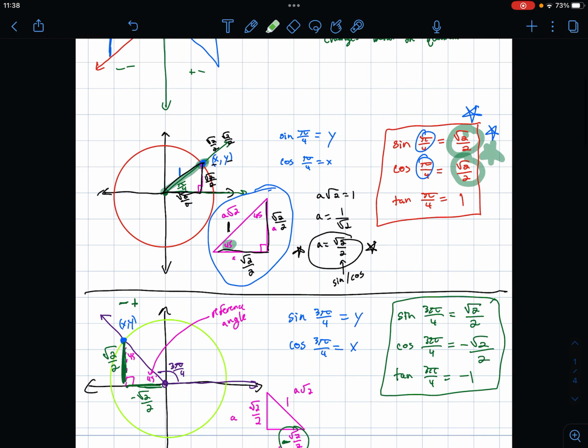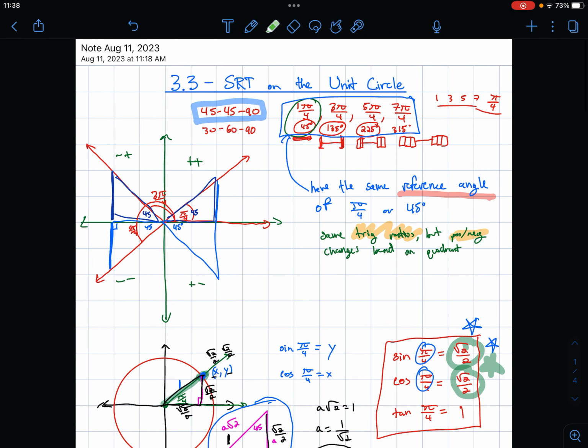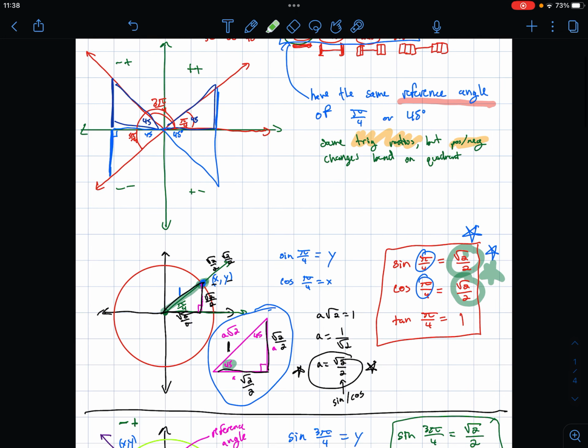And then most of what we do, and especially really all of what we do without a calculator, is based on the special right triangles. So in this video, we looked at 45, 45, 90. I think in the next one, we'll take a peek at 30, 60, 90. But go ahead and memorize these, and you'll be well on your way to working with the unit circle without a calculator.